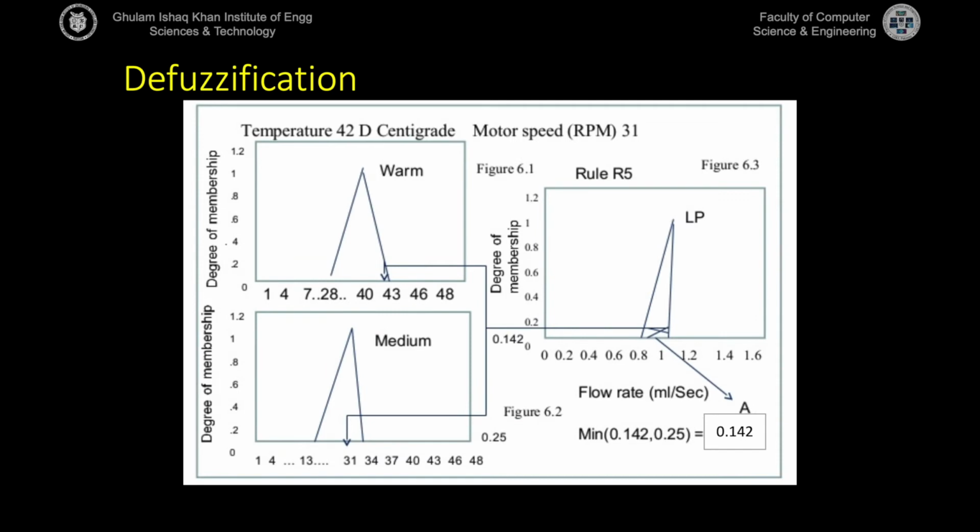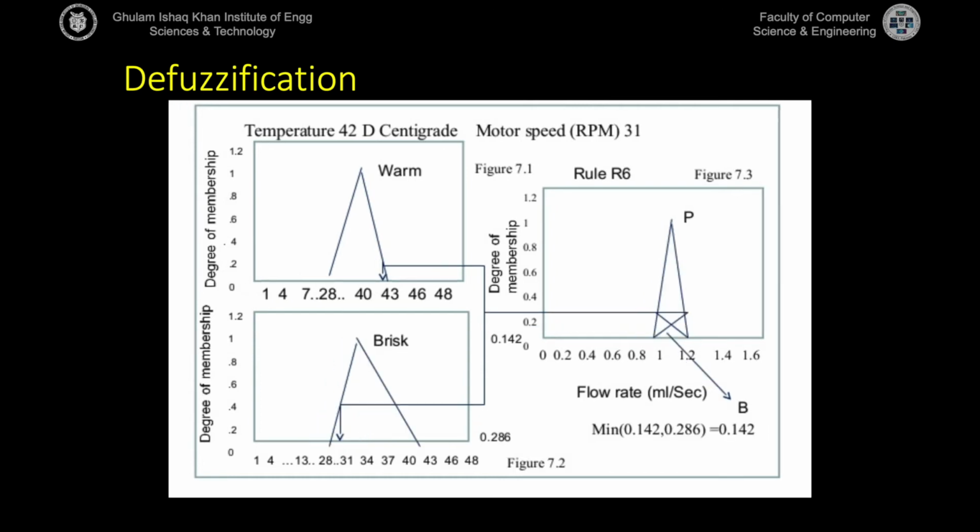Similarly we can compute it for the third value. For the third value, this is going to be the minimum of 0.2 and 0.142, and this corresponds to low positive. Using rule 5 we are going to be close to 0.95 or so milliliters per second for the flow rate. So this is for the third one. Similarly for the fourth one, 0.142 is the minimum value, and if you use that for this particular function, you're going to get close to 1.1 again.